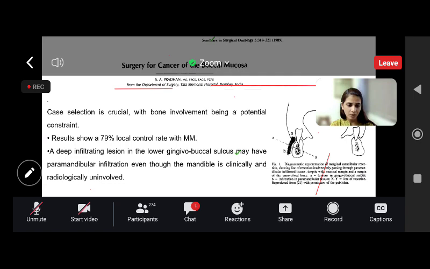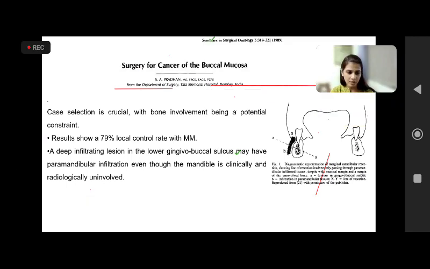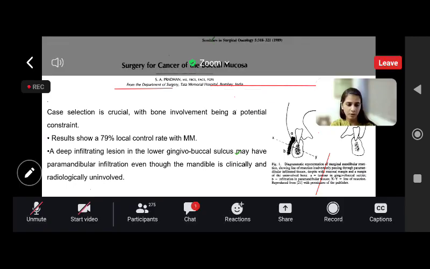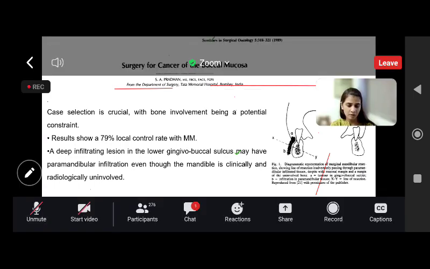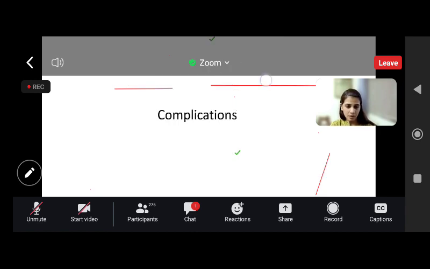This is one very old article by Dr. Pradhan, which says of a 79% local control rate with marginal mandibulectomy, but it guards against the exact case choice for doing it, where they say that a deep infiltrating lesion in the lower GBS might have a paramandibular infiltration, even though the mandible is radiologically uninvolved, and you might end up with a positive margin. So the students should please remember this. Your assessment of the tumor spread in a vertical and horizontal dimension is very important for the safety of doing a marginal mandibulectomy. So now coming to the complications.